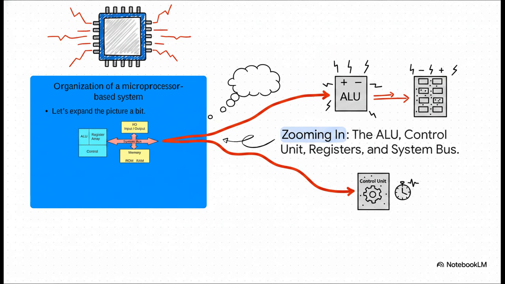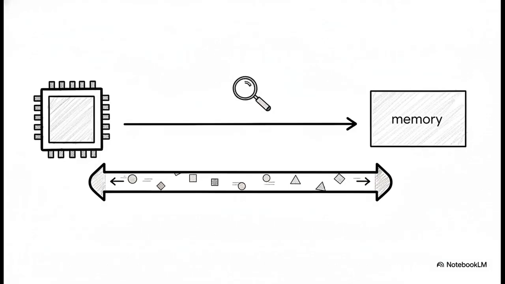Zooming closely inside the microprocessor itself, we find three main units. We've got the arithmetic/logic unit, or ALU, which does the actual heavy lifting math. Then an array of registers that hold data temporarily while it's being worked on. And finally, the control unit. All of this connects to the rest of the system via a completely vital pathway called the system bus. You can kind of think of the system bus as the computer's central nervous system.